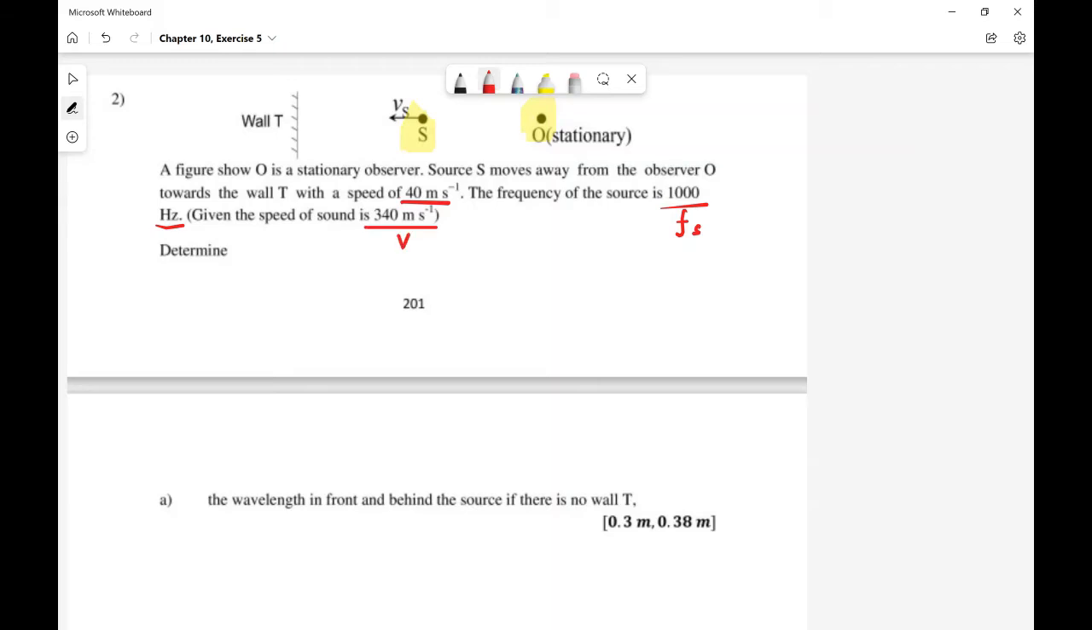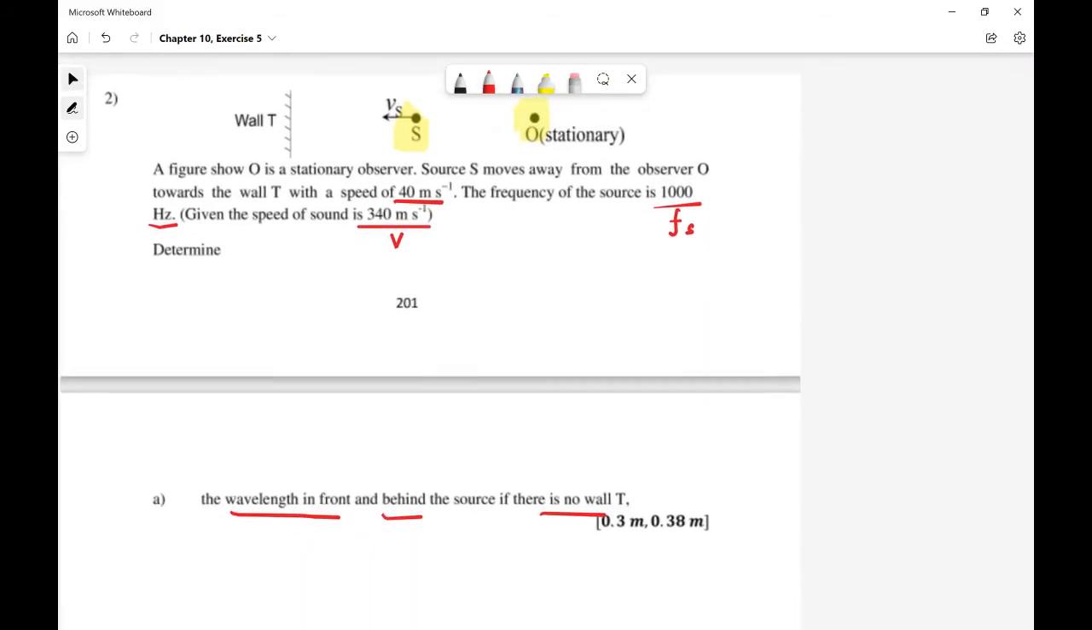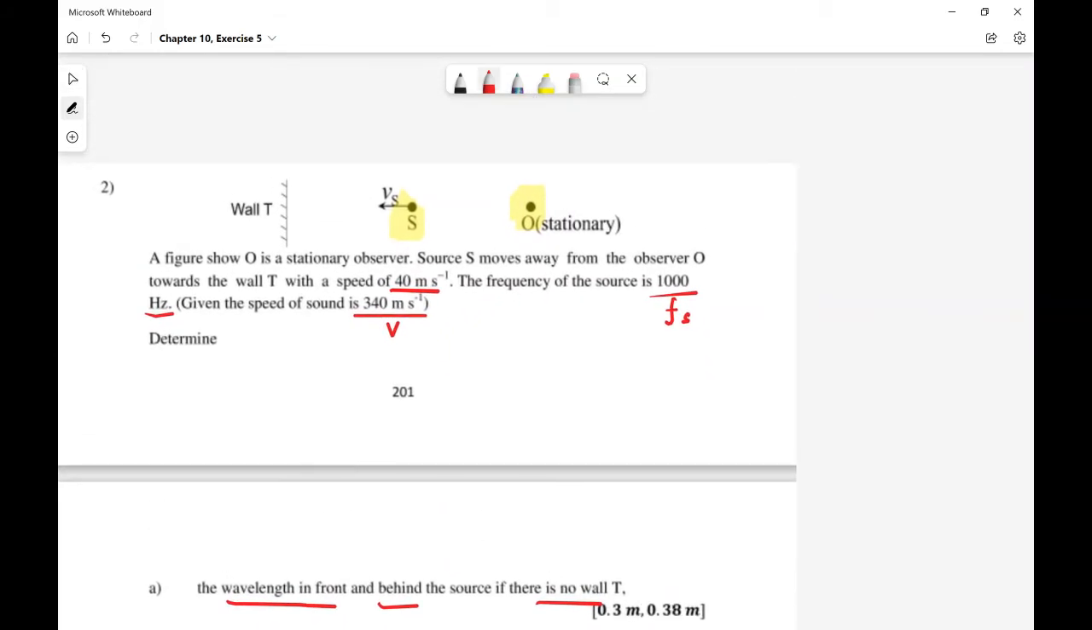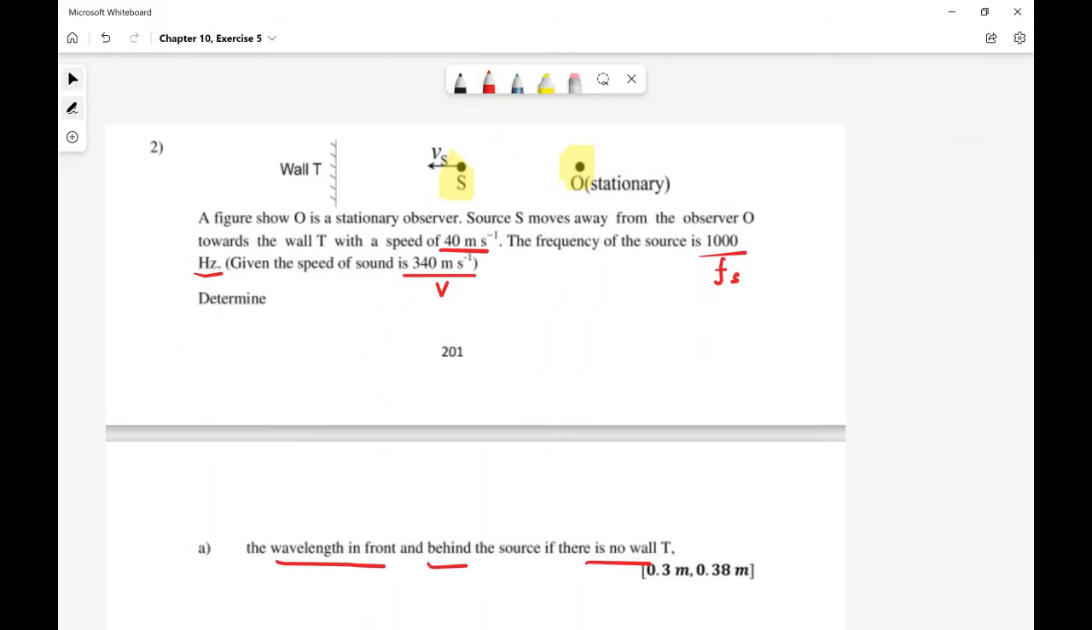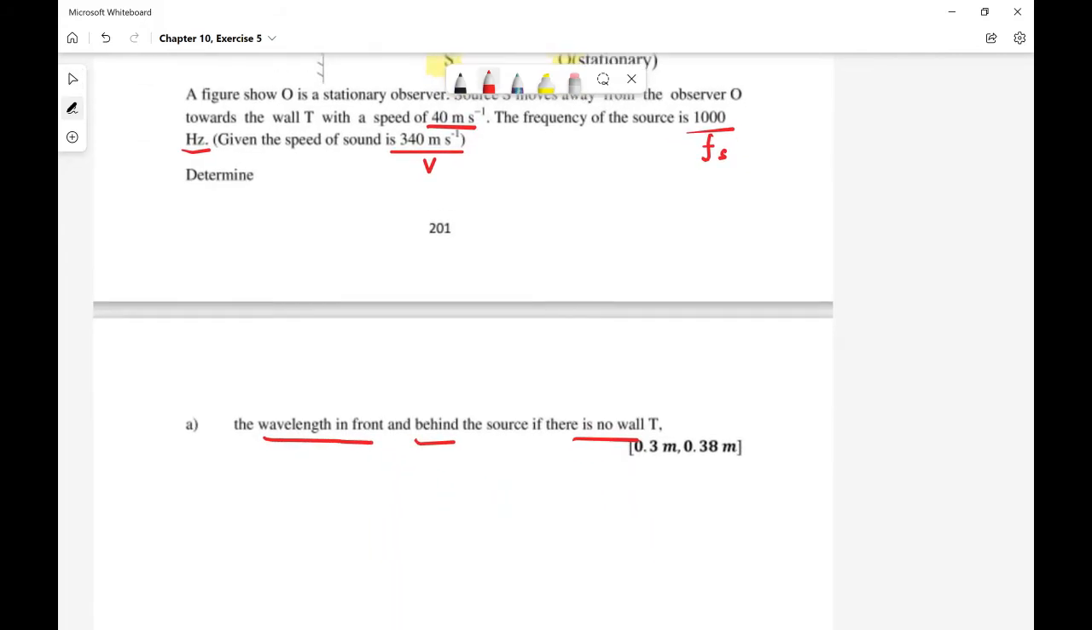So ini adalah V. Question A, determine the wavelength in front and wavelength behind the source if there is no wall T. Tak ada wall. Maksudnya kat sini hanya ada source S, and then observer behind the source.